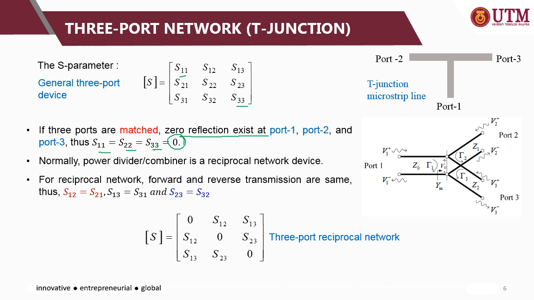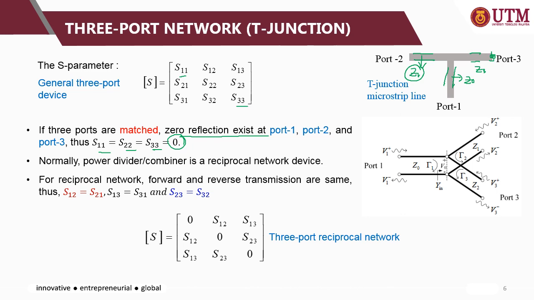Each port is matched when the ZL is equal to Z0, the characteristic impedance of each line. For example, at port 1 you have one transmission line with characteristic impedance equal to Z0. At port 2 you have Z1 and here you have Z3. So if the load impedance at each port matches the impedance of the individual transmission line, then the system is matched.